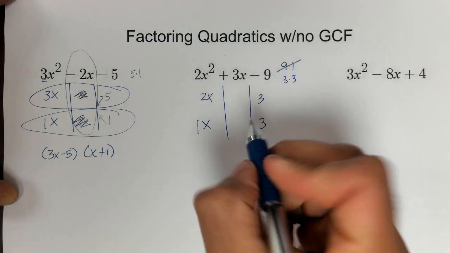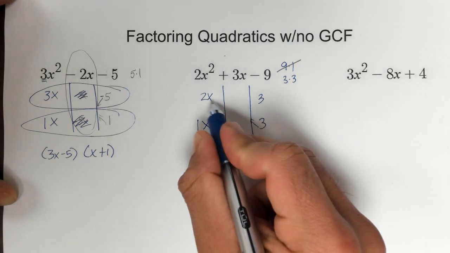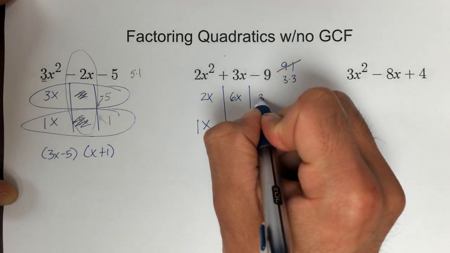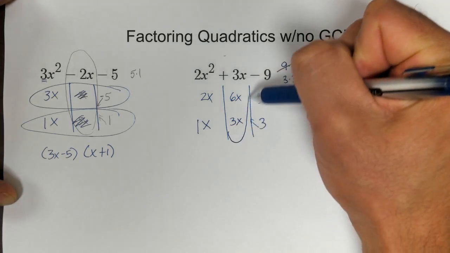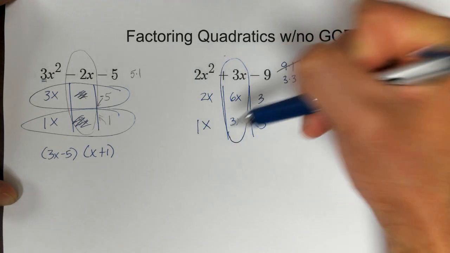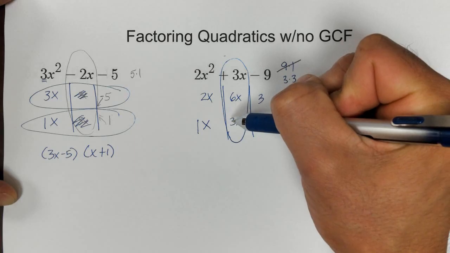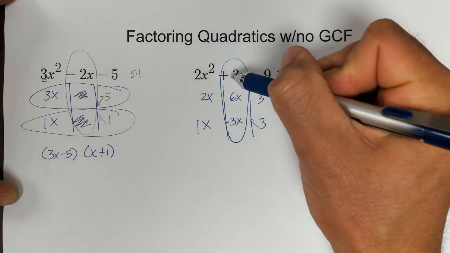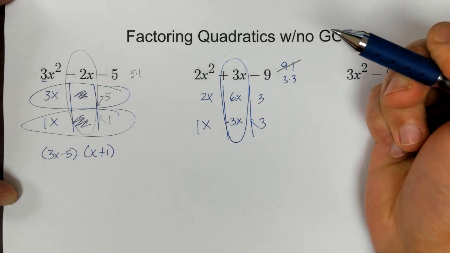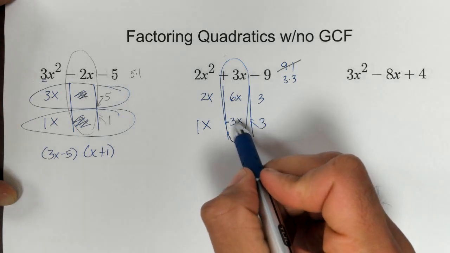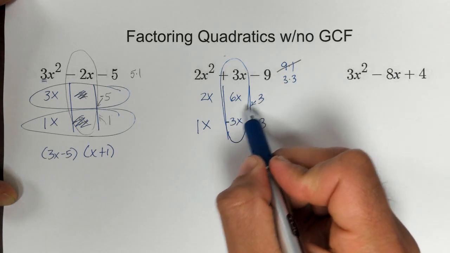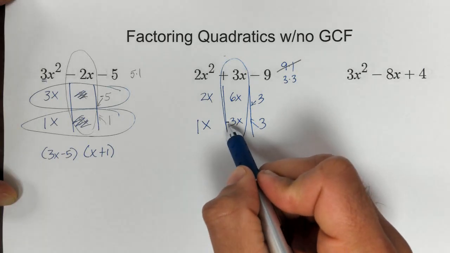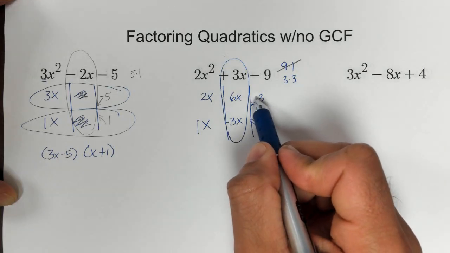When I cross multiply, 3 times 2 is 6x, and 3 times 1 is 3x. The only way I can get a 3 from here is if I do 6 minus 3. That gives me a positive 3 in the middle. Now, since I subtracted 3, remember how this came from the top? It was 3 times 1. That means that this negative must have come from up here.